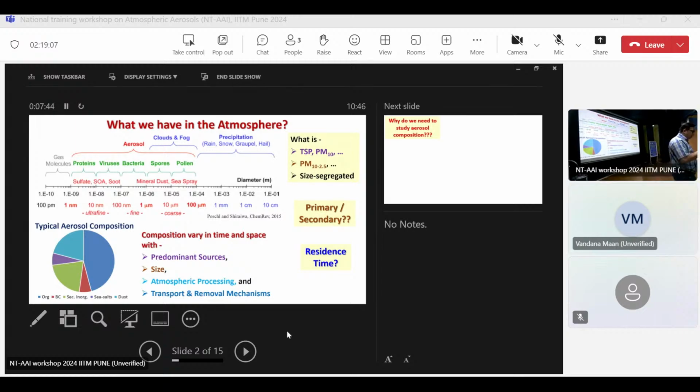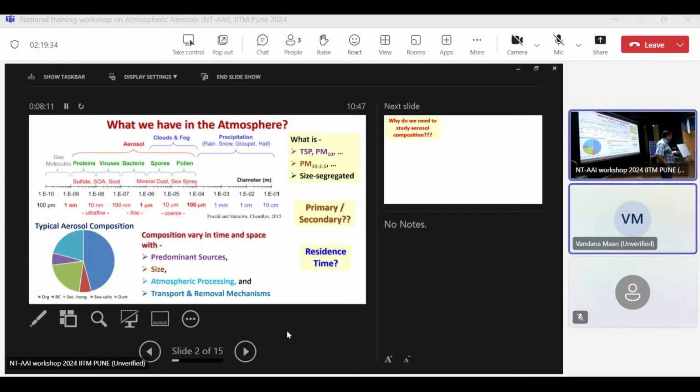Composition and size are related. Now I will be asking someone to come. So if we are collecting TSP over IITM, we have a high volume air sampler and we are collecting that, and we are going to get the composition. So what is the composition you expect? Majority will be what?